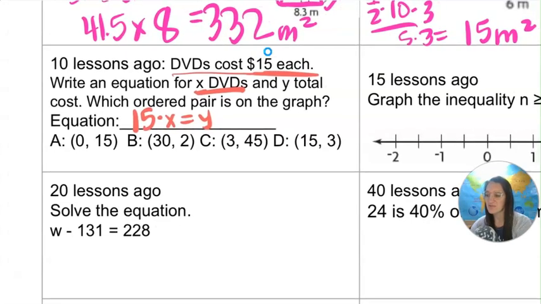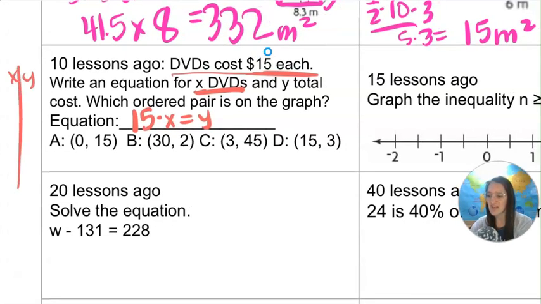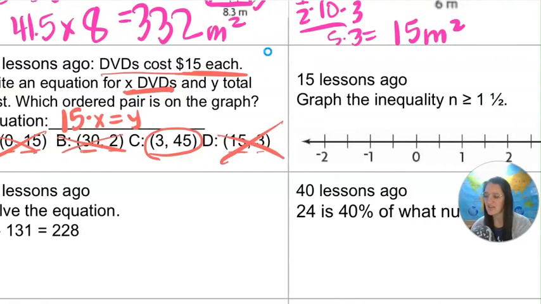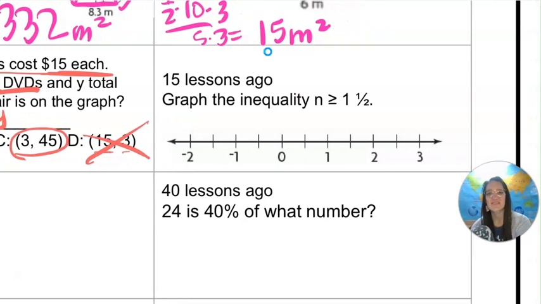So if I were to make an XY chart for this, if I bought 1 DVD, it'd be $15, right? 2 DVDs would be $30. Remember that X is DVDs, Y is price. This would be 0 DVDs costing me $15. No. 30 DVDs costing me $2. That'd be awesome, but that's not what this is. 3 DVDs, 3 times 15 is 45. I'm going with that one because this would be 15 DVDs for $3. No, definitely not. Okay, there's your equation, and the correct ordered pair is C.